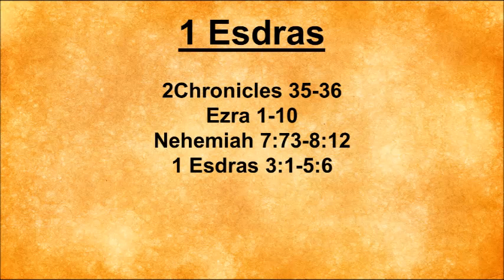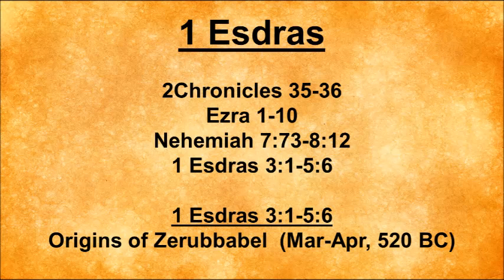First, Esdras. This is composed of the last two chapters of Chronicles, all of Ezra, a portion of Nehemiah, and a little more than 2 additional chapters. These 2 additional chapters give a backstory to Zerubbabel. They explain how Zerubbabel was one of King Darius of Persia's 3 bodyguards, how he and his other bodyguards had a contest with each other, how Darius declared Zerubbabel the winner, and how Darius sent him to become governor in Judea. These events occurred in March or April 520 BC and would be placed between Ezra chapter 1 and 2.